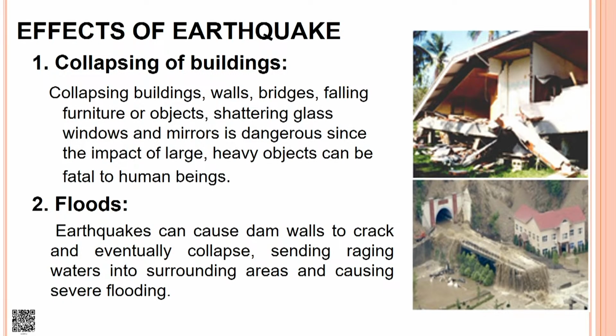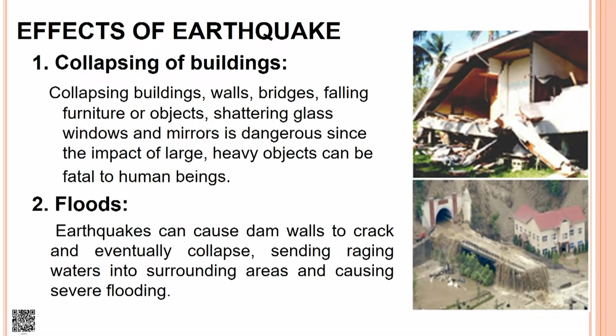There are several effects like collapsing of buildings, floods, landslides, and tsunami. So, we will discuss in detail. First, we will talk about the collapsing of buildings as an effect of earthquake. We have seen collapsing buildings, walls, bridges, and falling furniture or objects when an earthquake occurs. It is also shattering glasses, windows and mirrors. This is also very dangerous since the impact of large heavy objects can be fatal for human beings.